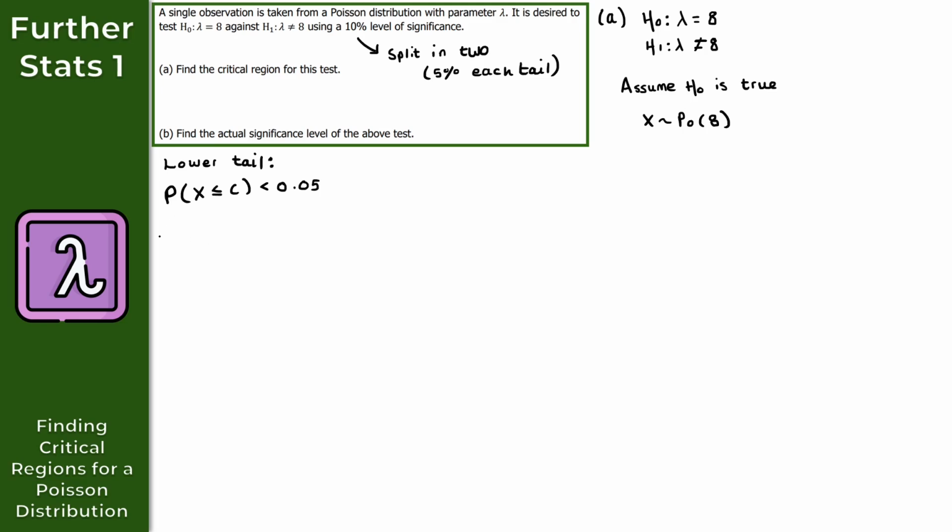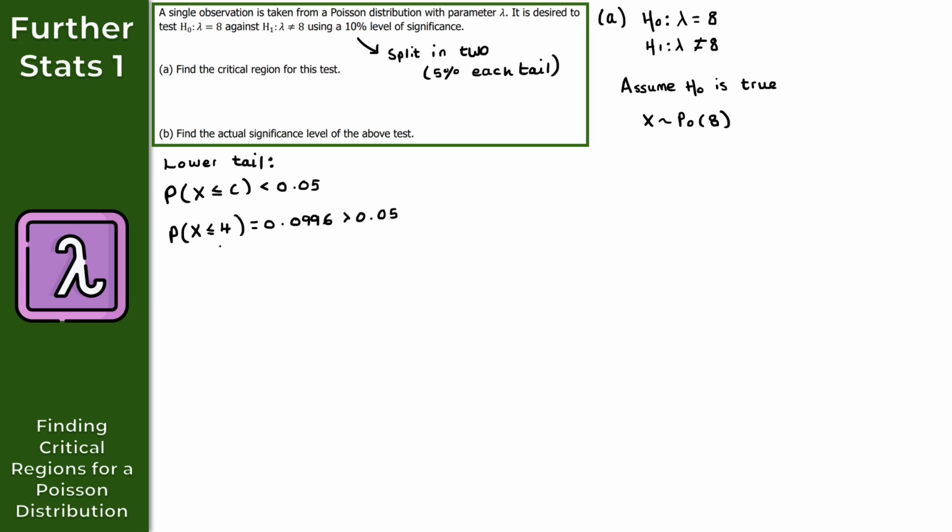Either way, you should get the same thing here. So what I would get then is the probability that x is less than or equal to 4. So this here then is equal to 0.0996. And clearly this is greater than 0.05. So that does not satisfy this condition here.